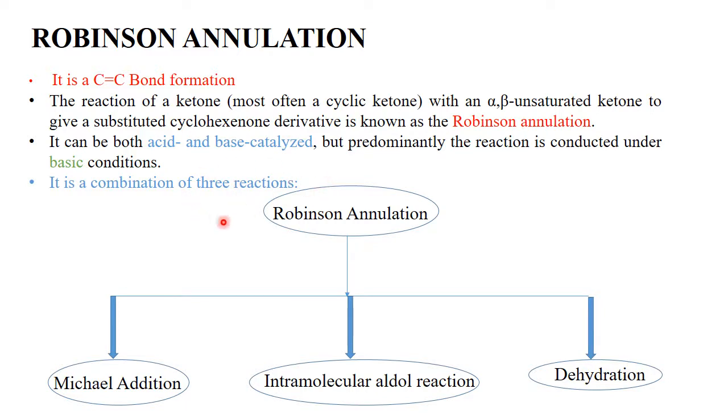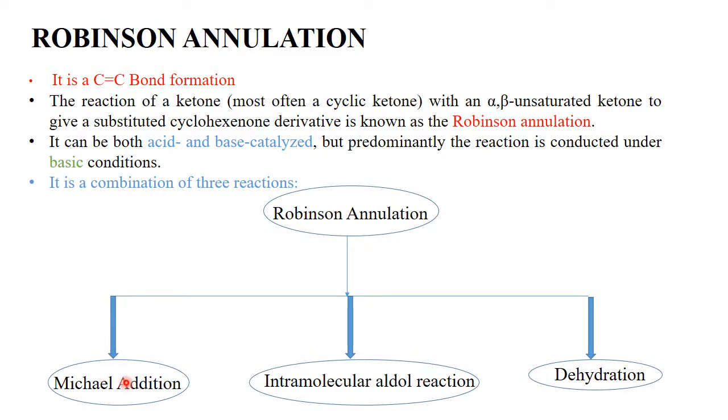What happens in the Robinson annulation reaction? A cyclic or acyclic ketone reacts with an alpha beta unsaturated ketone to give a cyclic system. The product must be a cyclic system and it must contain the cyclohexanone ring. This reaction is called Robinson annulation reaction. This reaction is acid or base catalyzed, but predominantly it is conducted under basic conditions.